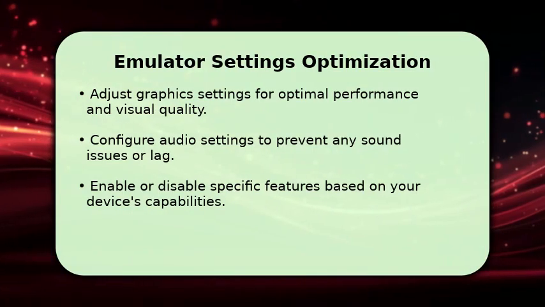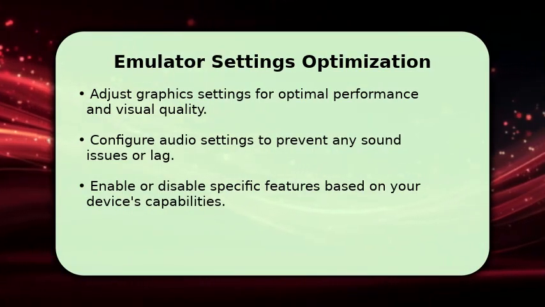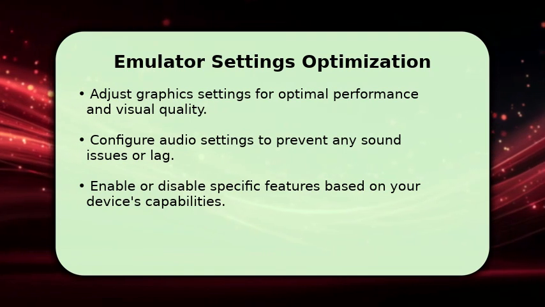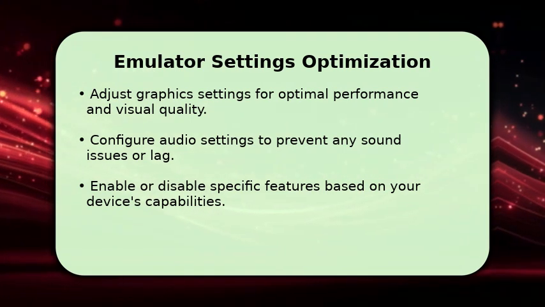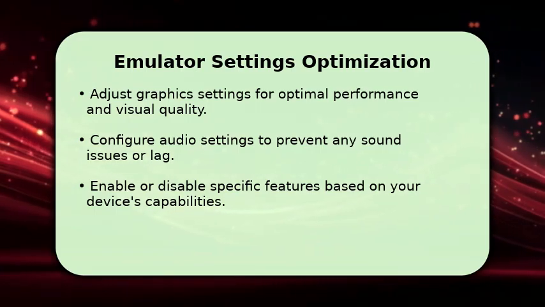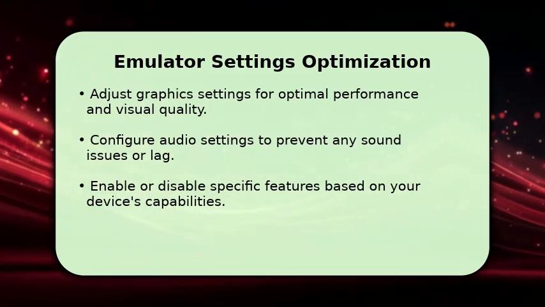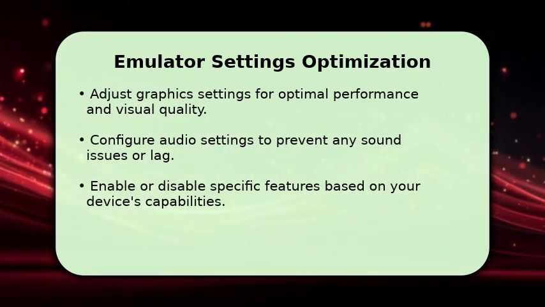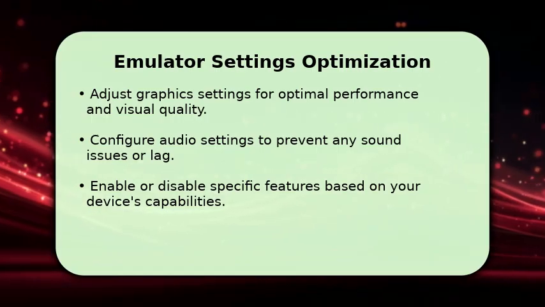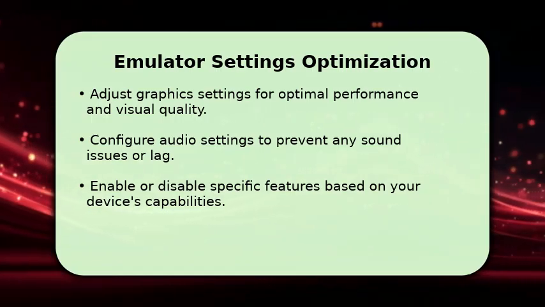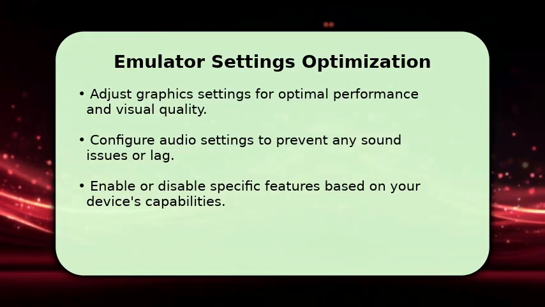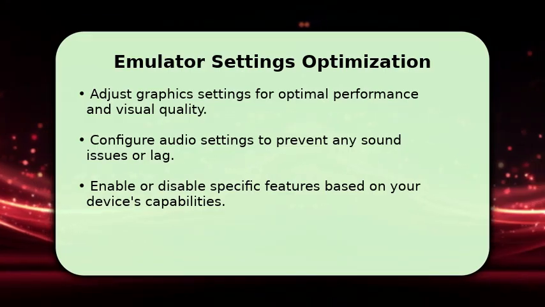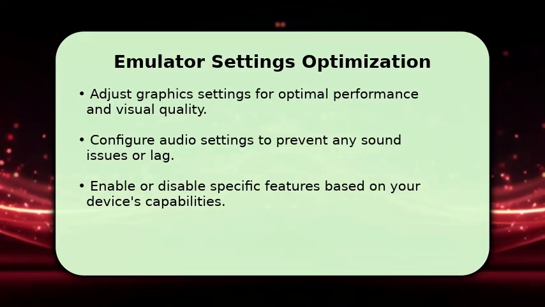Now, let's optimize your emulator settings for a smooth gameplay experience. Dive into the graphics options and experiment with resolution scaling and rendering modes. You might find that setting the resolution to 1 times or 1.5 times your device's native resolution works best. Also, check the audio settings to ensure sound is clear and synchronized. Adjusting these can significantly improve how the game runs on your specific Android phone.